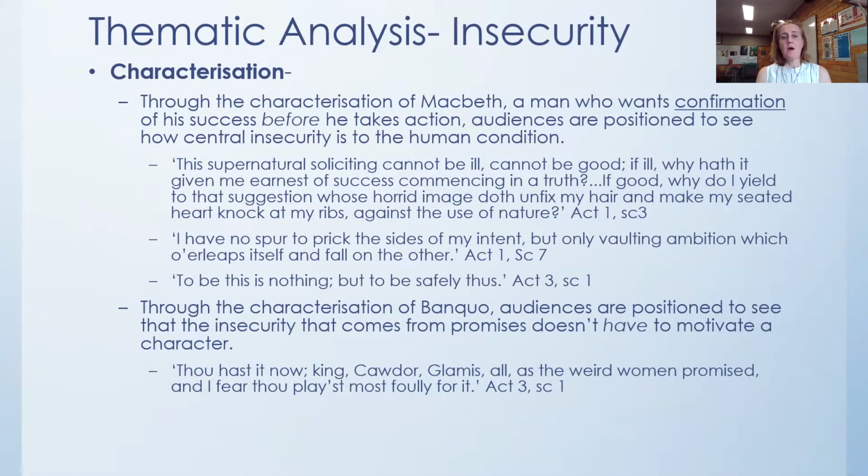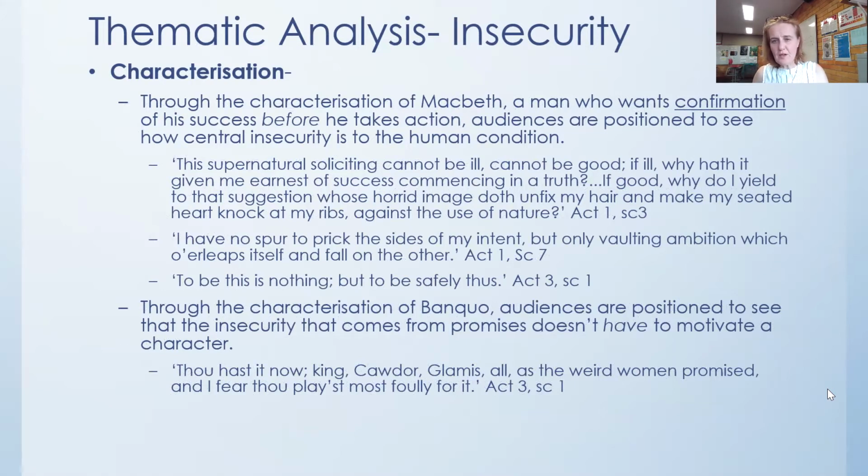There we go. Okay, so the first of the vehicles that we can use to explore the theme of insecurity is characterization. The point I've made there is that there are a number of different characters, and each of those could be used to explore the idea of insecurity in different ways.